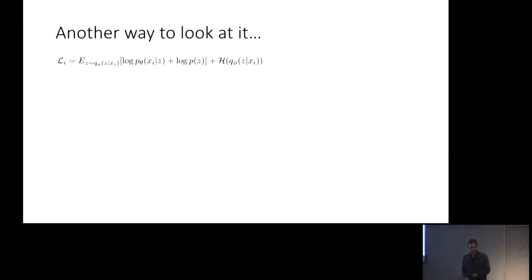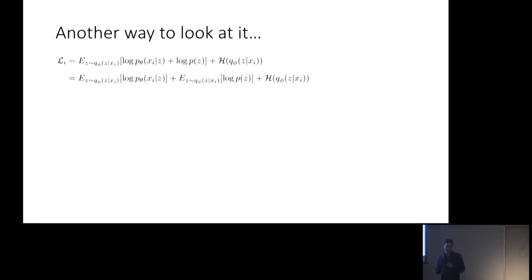Here's another way to look at this kind of evidence lower bound when we use the reparameterization trick. And this way of looking at it is going to be closer to what you would actually implement. So this is the form that you saw before. I'm going to modify this form a little bit. What I'm going to do is just expand out the expectations. So I'll write this as expectation of the first term plus the expectation of the second term plus the entropy.